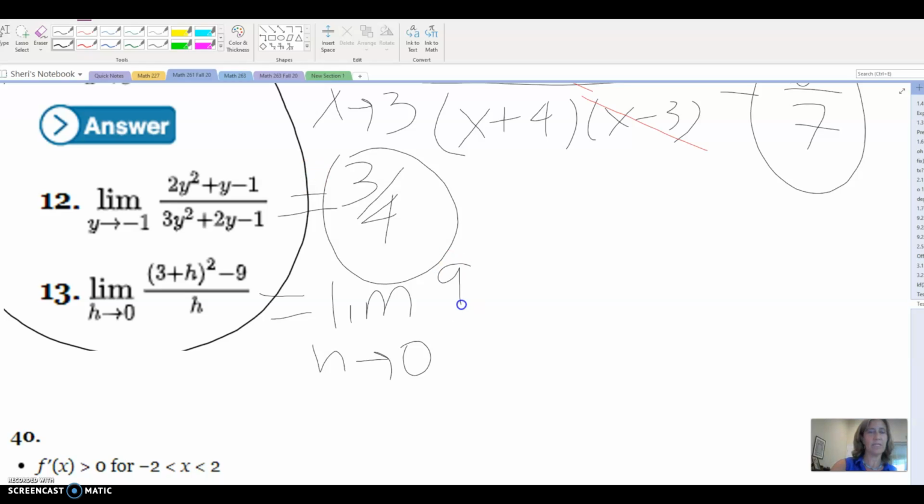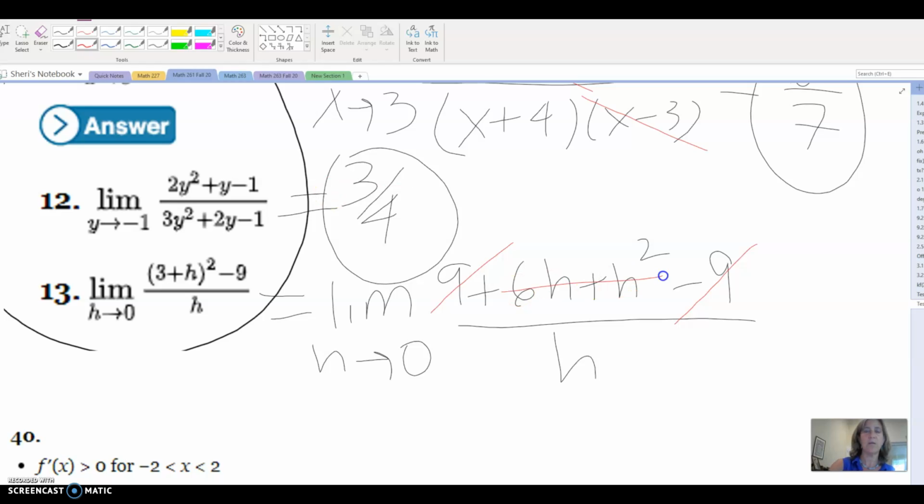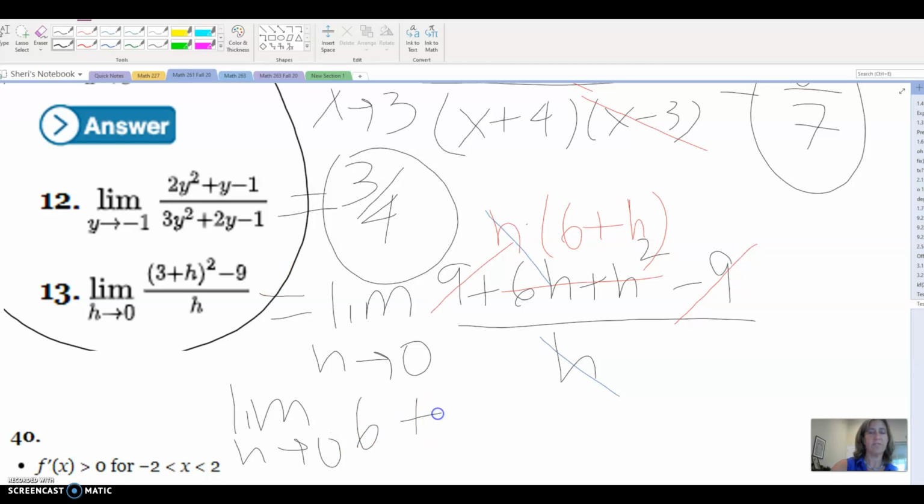So in this case, when I expand the top, I'm going to get 9 plus 6h plus h squared, and I still have the minus 9, all divided by h. So combining like terms, 9 minus 9 would be 0, so they essentially cancel out. And I'm going to factor the h out here just to make it a little bit easier to see what I can and can't cancel, so I don't make any careless mistakes. By factoring out the h, now everything's connected by multiplication. When I have common factors connected by multiplication, I can reduce them. So I'm left with the limit as h approaches 0 of 6 plus h.